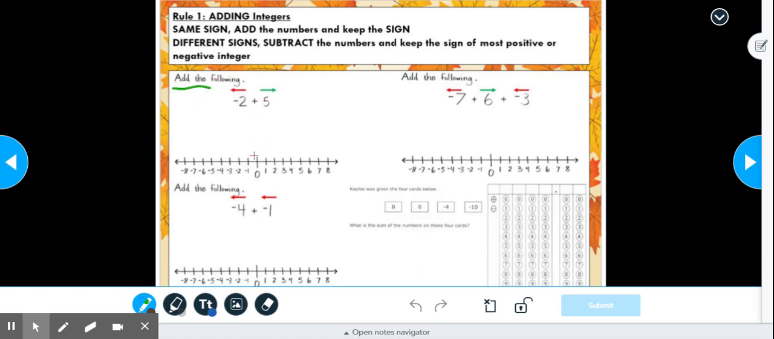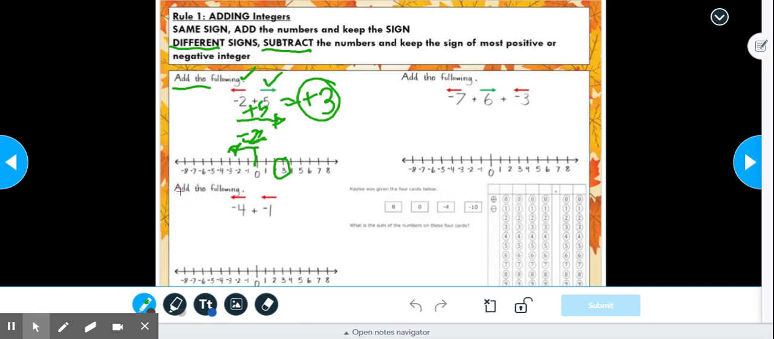If we add the following, we're going to start at 0. The first integer is going left 2 spaces, which is -2. And then the second integer is going to the right, positive 5 spaces. So we're at -2, we're going to go right, positive 5, and we're going to end up at positive 3. So -2 plus 5. And our adding rules, if we have different signs, we're going to subtract the numbers. So 5 minus 2 is 3, and you have more positives, so your answer is positive 3.